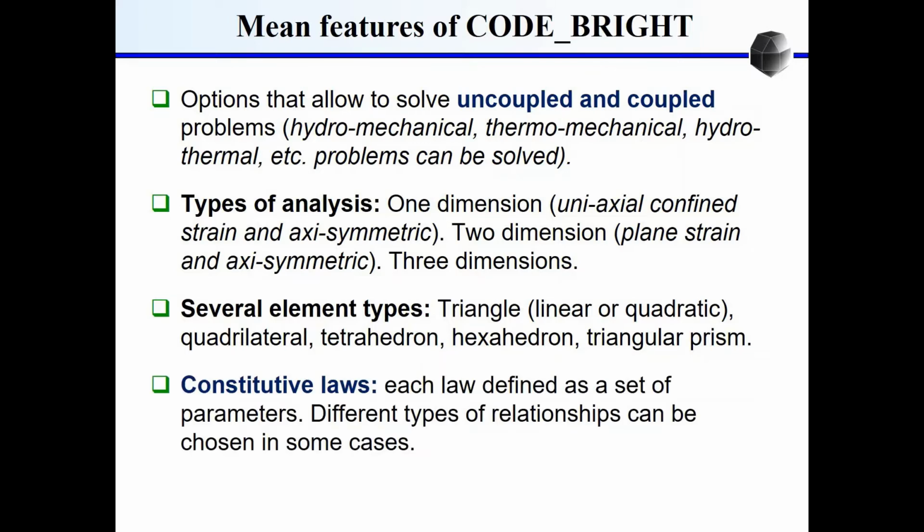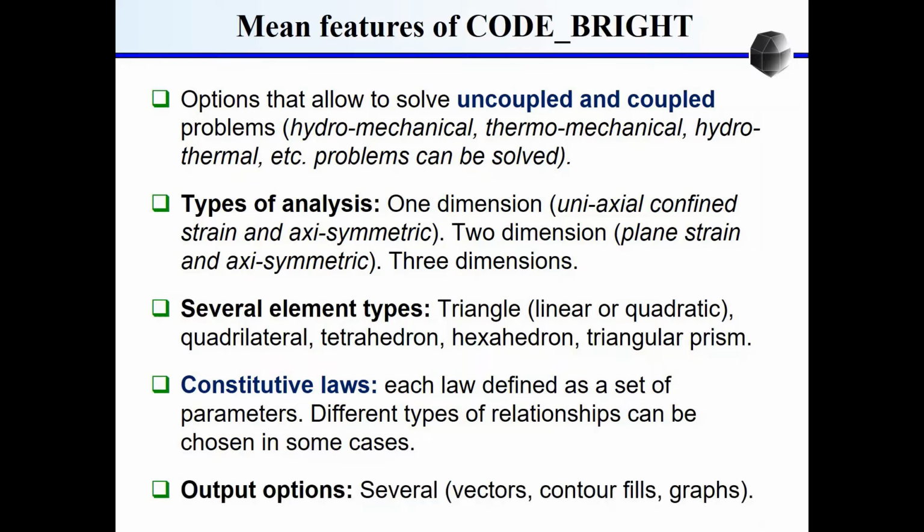We have many constitutive laws that can be used, and each of them is defined as a set of parameters, and in many cases we can choose different types of relationships, okay? And for output options to see the results, we have different possibilities like vectors, contour fields, and graphs.